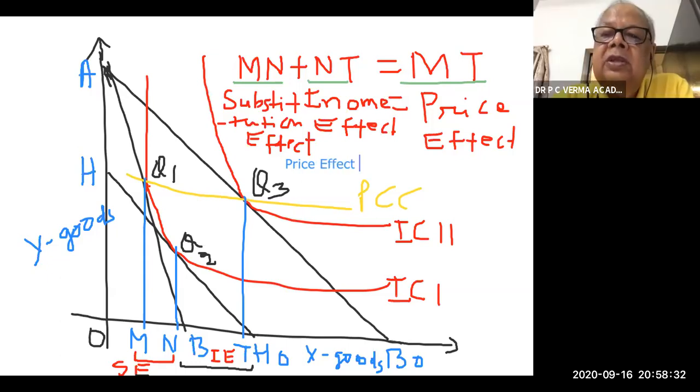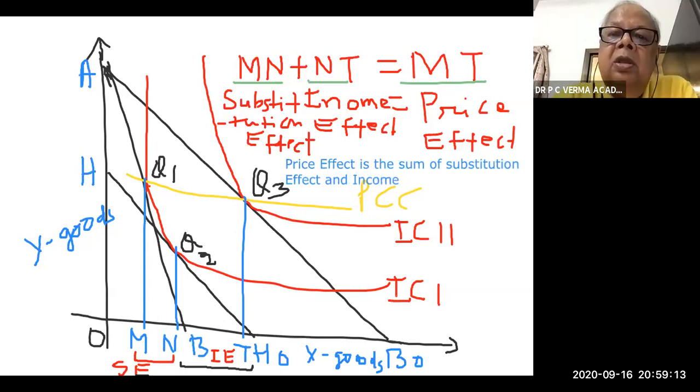The price effect is the sum of the substitution effect and the income effect.